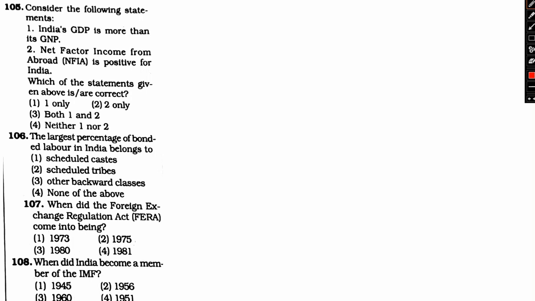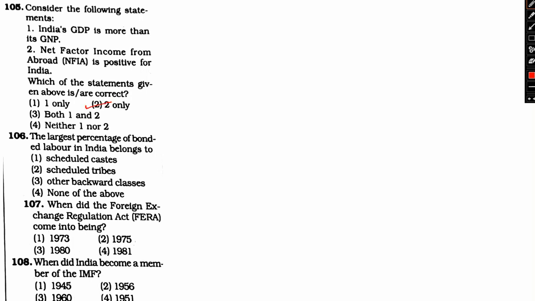Consider the following statements. Some statements are given here, and we have to identify which are right and which are wrong. Statement 1: India's GDP is more than GNP. Statement 2: Net factor income from abroad (NFI) is positive for India. Which of these statements are correct? Option 1 is 1 only, option 2 is 2 only, option 3 is 1 and 2, and option 4 is neither 1 nor 2. So the correct answer here is option 2.